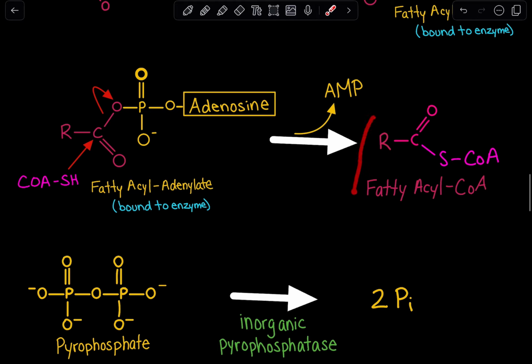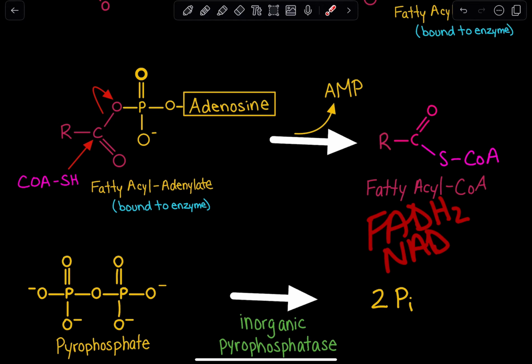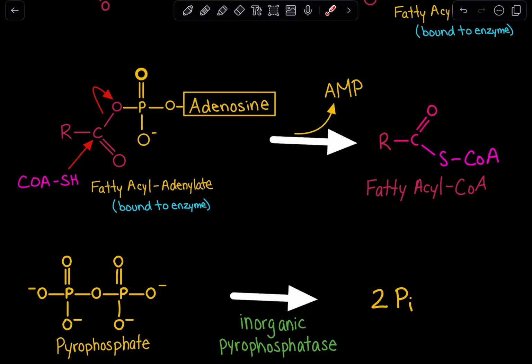Now this is our activated fatty acid, and it's going to be transported into the mitochondrial matrix, where it's going to undergo beta oxidation to produce both FADH2 and NADH, and these 2 electron carriers are going to go on to the electron transport chain to produce ATP via oxidative phosphorylation.